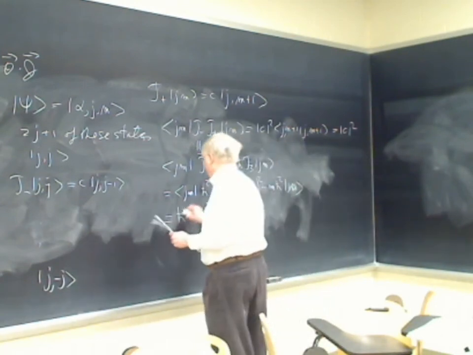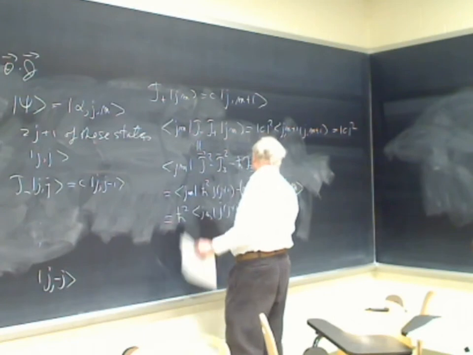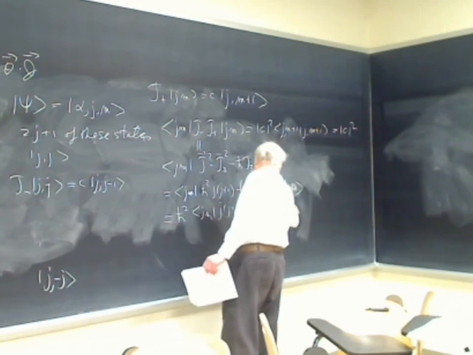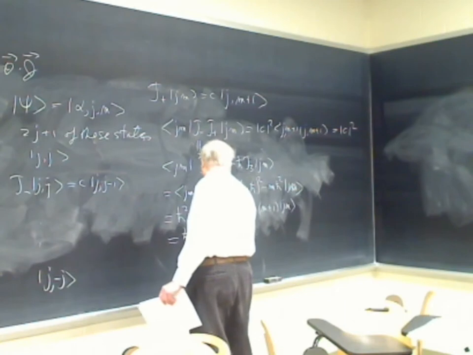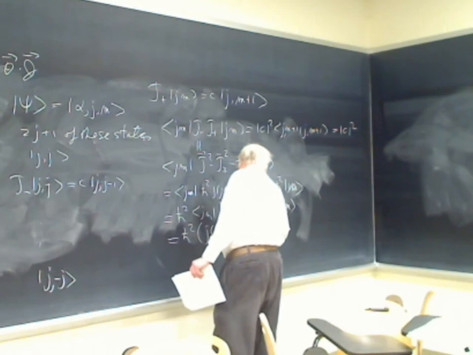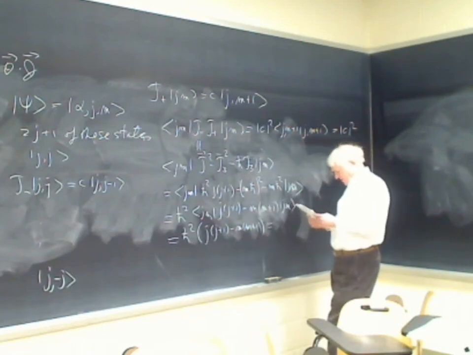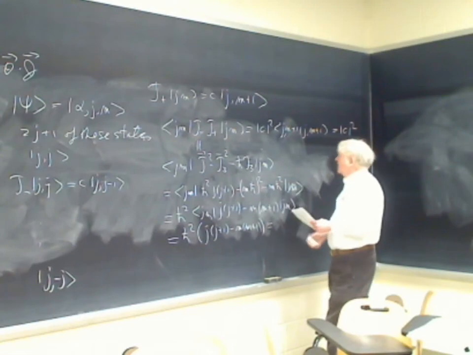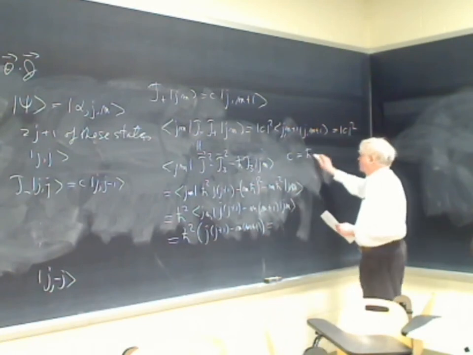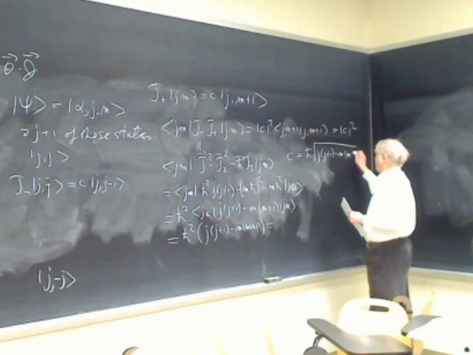And altogether, that's h bar squared <j,m| j(j plus 1) minus m(m plus 1) |j,m>. Since |j,m> is assumed to be normalized, this is h bar squared times j(j plus 1) minus m(m plus 1). And people usually factorize this. So somehow that's the way it is. Okay, so this c, in other words, is the square root of this thing, and conventionally we take the positive square root, so j(j plus 1) minus m(m plus 1).